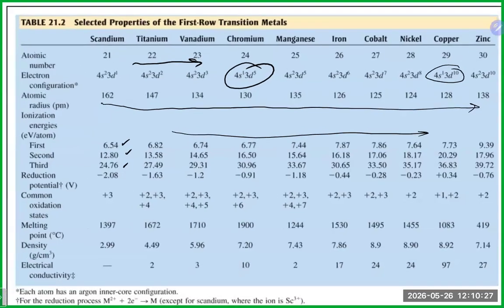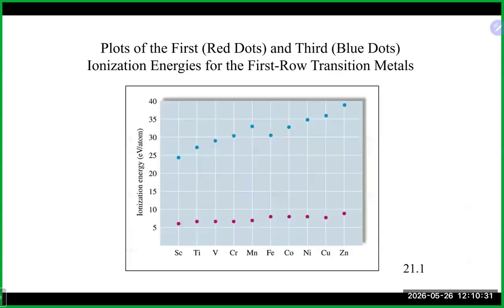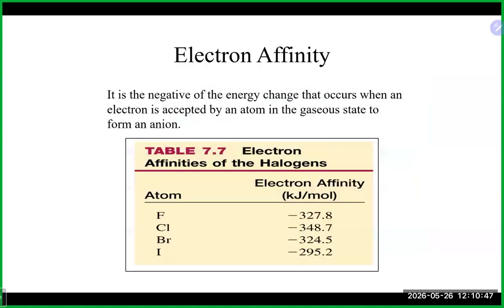Density also increases a little bit as you go across. And that's another sort of trend. Here's again our third ionization energy versus our first, so a lot more energy is needed to do that and remove it. Here's another one of the first, second, and third, in case you didn't like the first one. We could look at this one here, which is our graph.